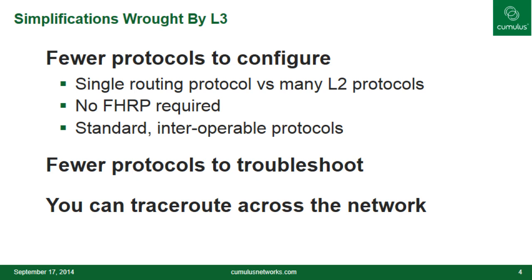And all of those protocols are standard interoperable protocols, meaning you have multi-vendor support for them, so you're not locked into many vendors for much of the functionality. Fewer protocols to configure means fewer protocols to troubleshoot, which means that from an OpEx perspective, this is going to be far more interesting and easy for you. And yay, you can traceroute across your network. If you had a layer 2 network, how would you traceroute across the layer 2 boxes in between? There is no real mechanism. But with layer 3, you can traceroute across your network.